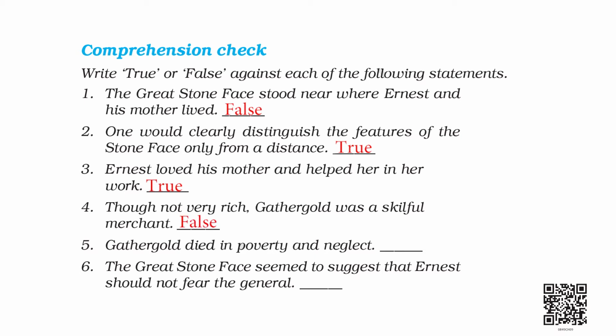We heard in the story that Gathergold was very rich. Number 5. Gathergold died in poverty and neglect. Yes, that should be true, because we were told his wealth was gone much before he died. Number 6. The great stone face seemed to suggest that Ernest should not fear the general. Is that true? Yes, that's true.